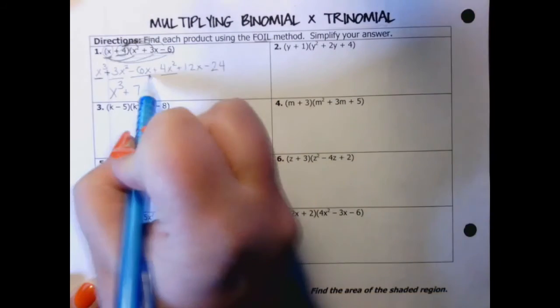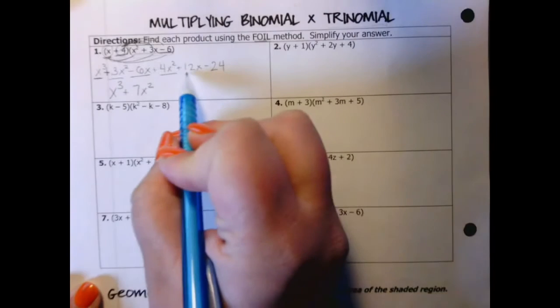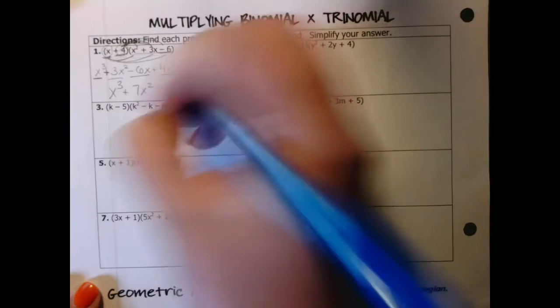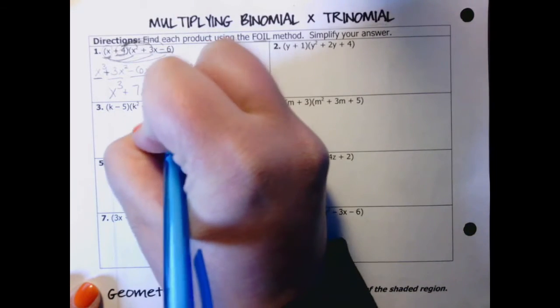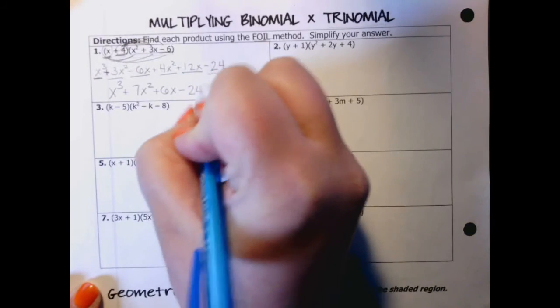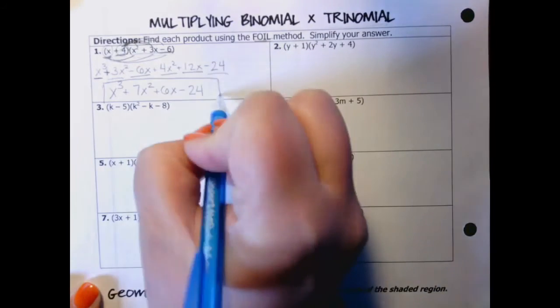Then I have negative 6x, I'm sorry, plus 12x. So negative 6 plus 12 gives me positive 6, keep my variable x. And then I'm just left with negative 24, so I'm going to put that on the end. And that will be your final answer.